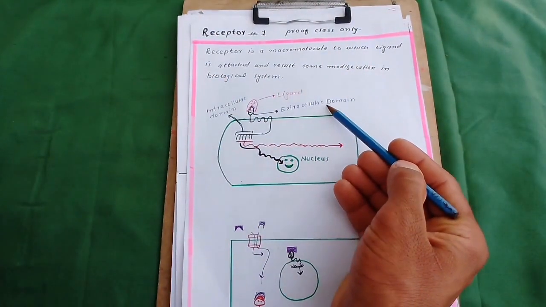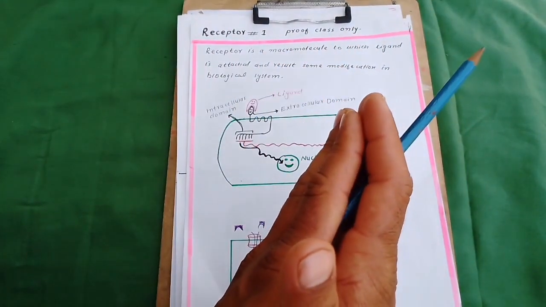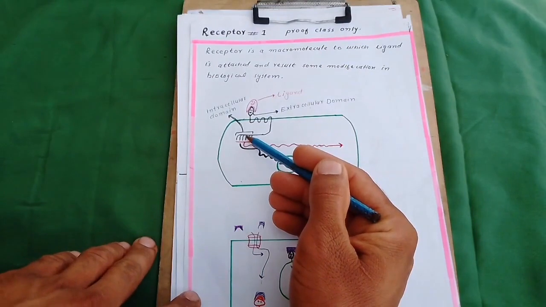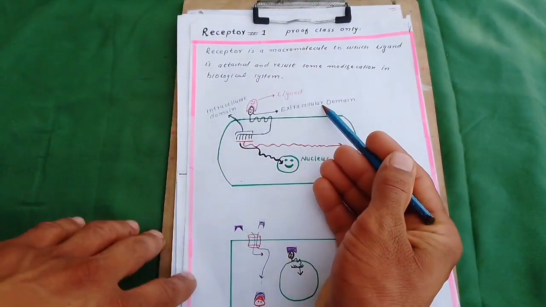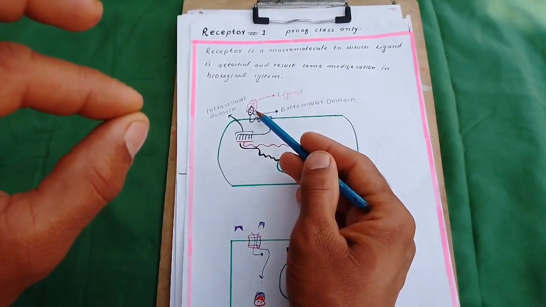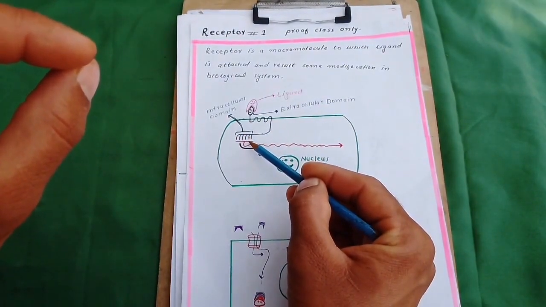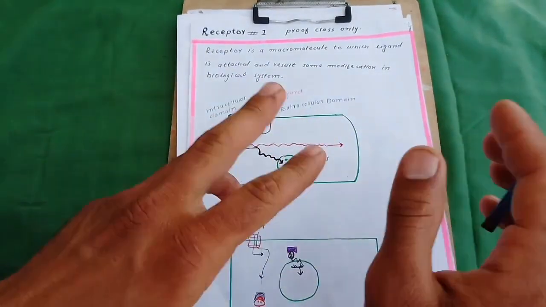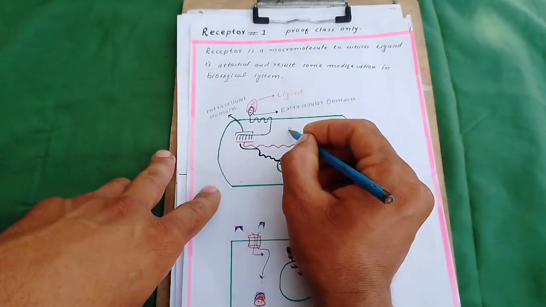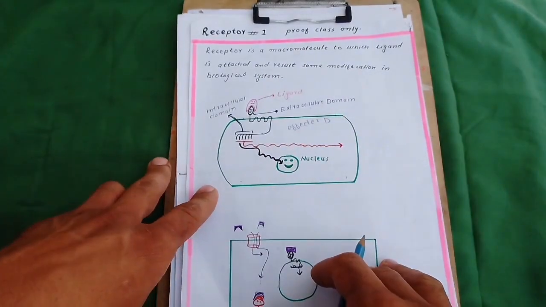What is the extracellular domain? What is a domain? A domain is a specific part of the receptor which is affected by a ligand and produces some modification in the biological system. So the extracellular domain is that specific part of the receptor to which the ligand is attached, while the intracellular domain is that part of the receptor which produces modification inside the cell. This is also called the effector domain, because it produces the effect.